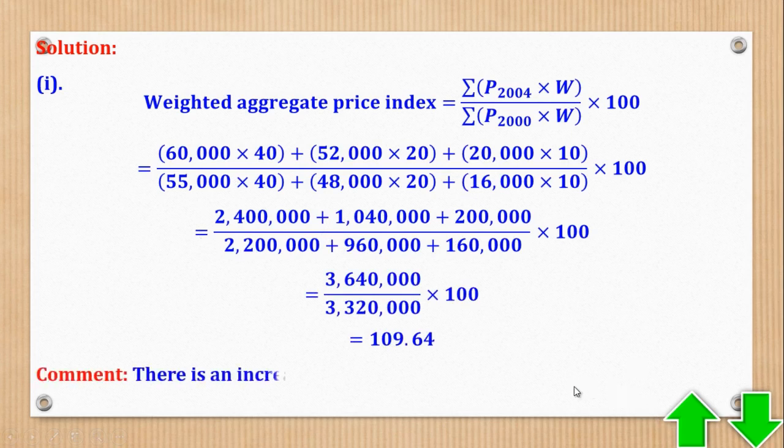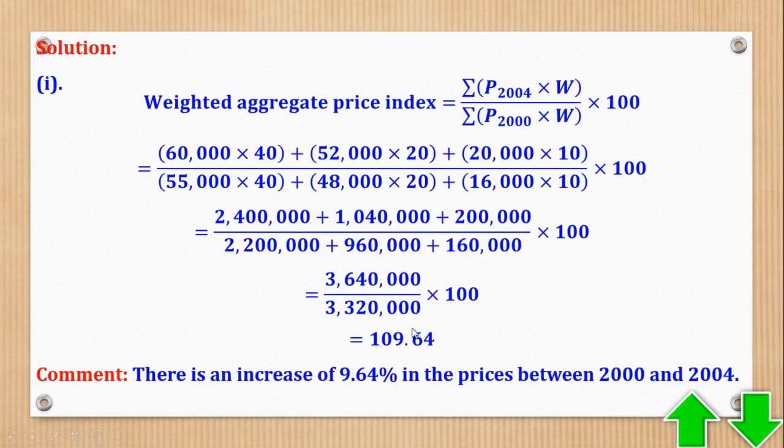But they told you to comment, so commenting, the difference between this and 100 is just 9.64. Therefore, we shall say there is an increase of 9.64% in the prices between 2000, which is the base year, and 2004, which is the current year.